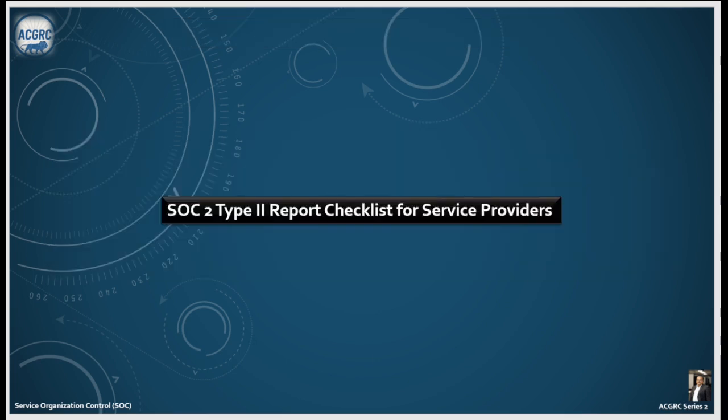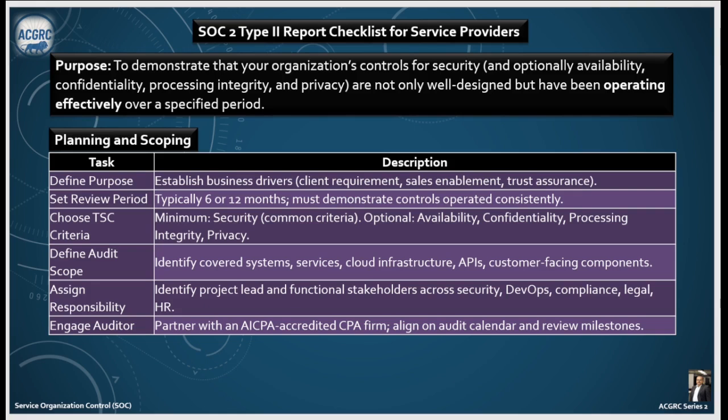Now let's look at the SOC 2 Type 2 report. Do remember, it is SOC 2 Type 2 and it's a checklist for service providers. The purpose is to demonstrate that your organization's controls for security, optionally availability, confidentiality, processing integrity, and privacy are not only well designed but have been operating effectively, and that too over a specific period of time. That specific period is an audit period, but best practice says it should be part of your BAU, not a specific period, but across the lifespan.